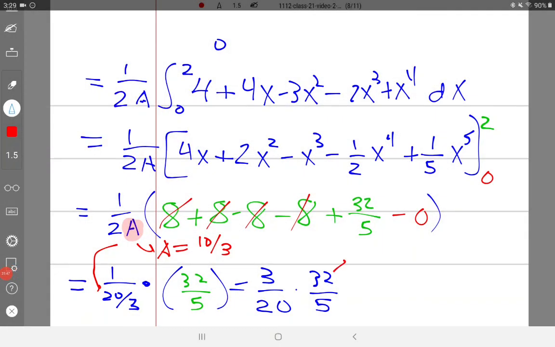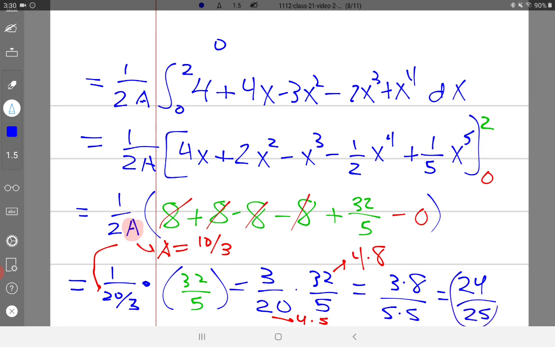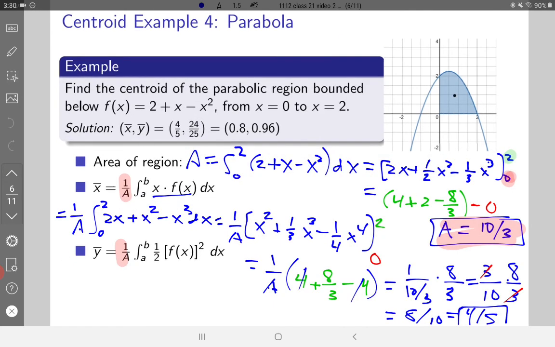You may notice that this 32 in the top is 4 times 8. That 20 in the bottom is 4 times 5. So I can cancel out their multiples of 4. So I'm going to get in the top 3 times 8, and in the bottom 5 times 5. And that's 24 over 25. And phew, after all that, there is the result that I was expecting, that 24 over 25, or 0.96.